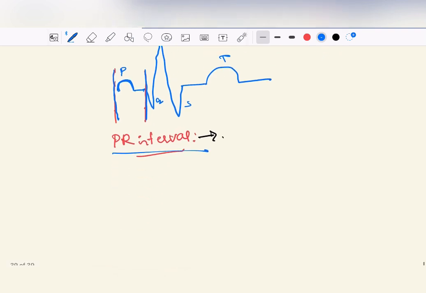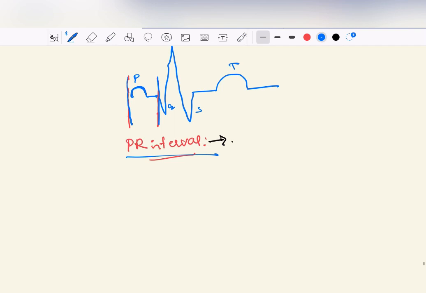What it represents is the electrical activity conduction through the AV node. So if any disease affects the AV node, it may get prolonged. That's why it is very important to see the PR interval.